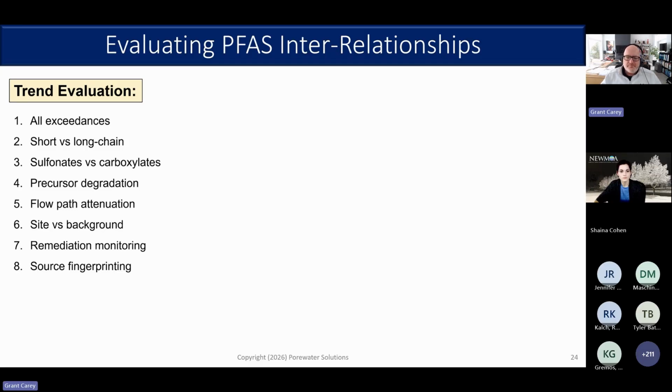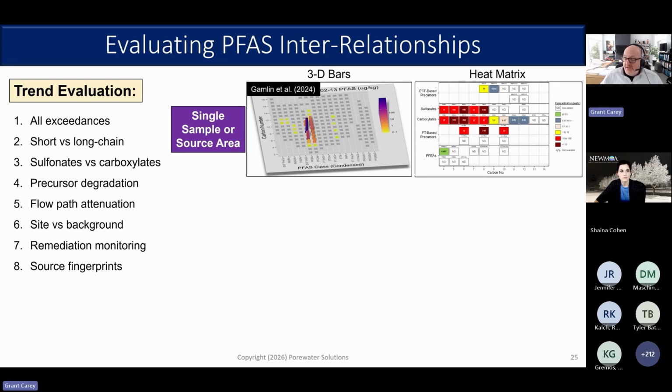Remediation monitoring and source fingerprinting, other reasons why we need to often look at more than one species on a map. So a couple ways you can do that. One is if you have a single sample where you want to look at this and you want to look at all the analytes, all 40 analytes from method 1633. Jeff Gamlin came up with a paper with a really cool visualization approach using 3D bars, and that shows the results for all of these 40 analytes. And then there's the heat matrix on the right. Same concept, just with a simpler visualization form. I'll show you an example of that in a minute.